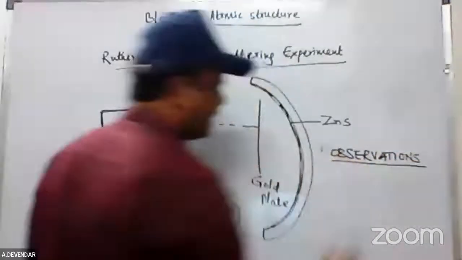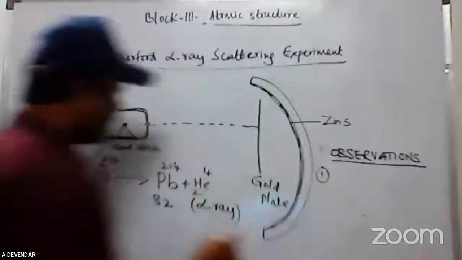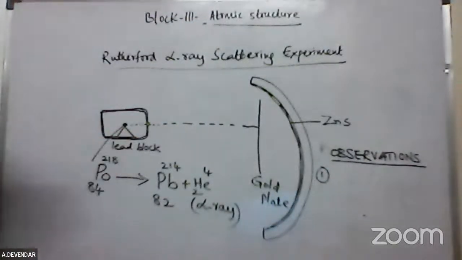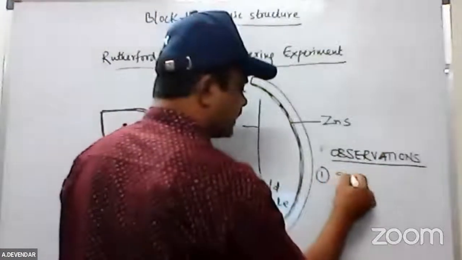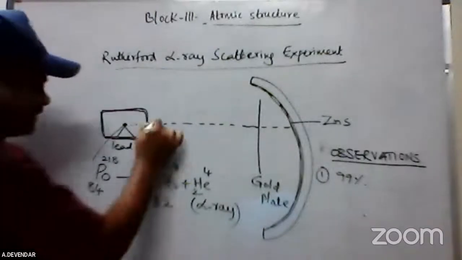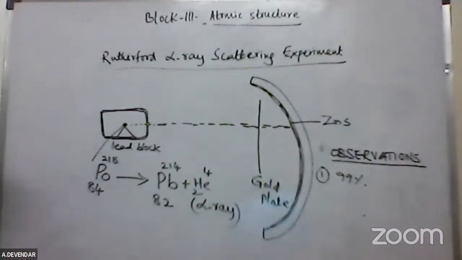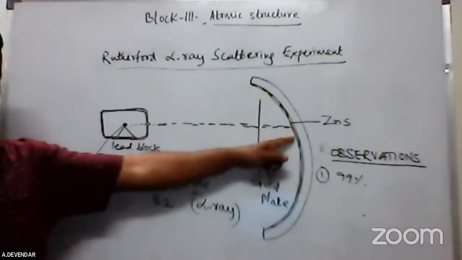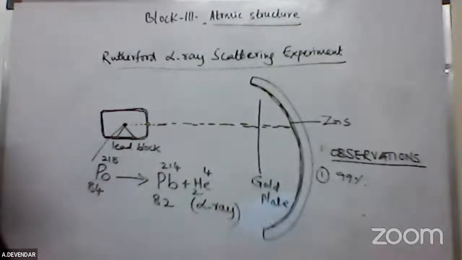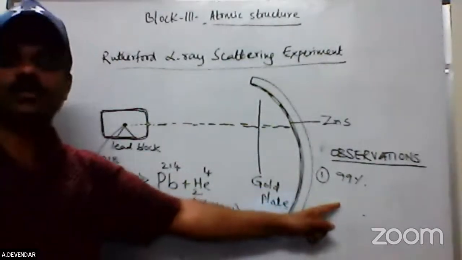By this experiment, Rutherford observed, as the first point, that most of the alpha particles the source is emitting, about 99% of them, are passing through the gold plate. You can also count the number of particles with a flash of light on the screen.